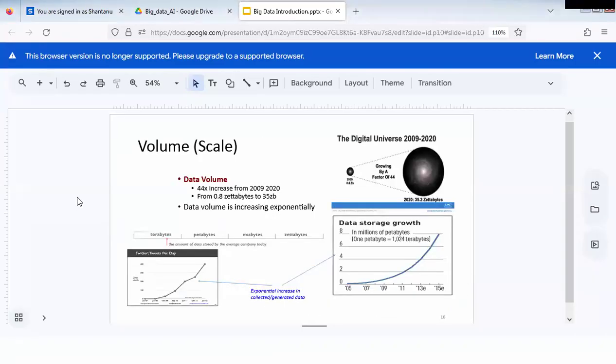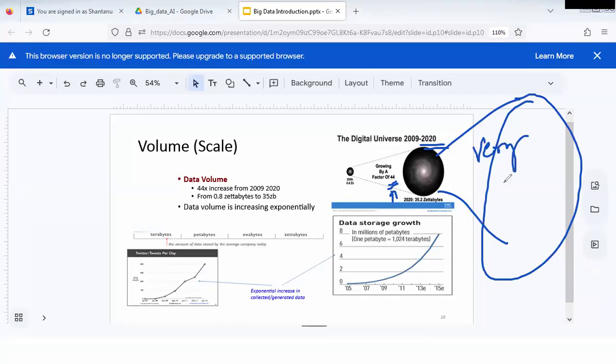So volume, let's have a simple understanding of the volume. You have a fair understanding of volume, but just touching it. In the last few years, till 2020, the amount of data which was used has grown by 44 times. But after 2020, the growth in data usage is very high. Why? Because after 2020, everything started to become online.